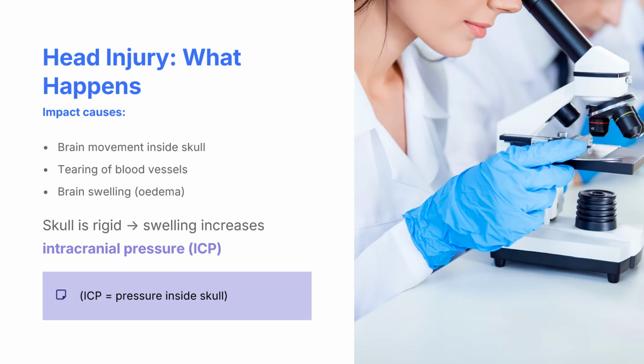So consider there are two types of head injuries, primary and secondary. Let's see in the next slide.